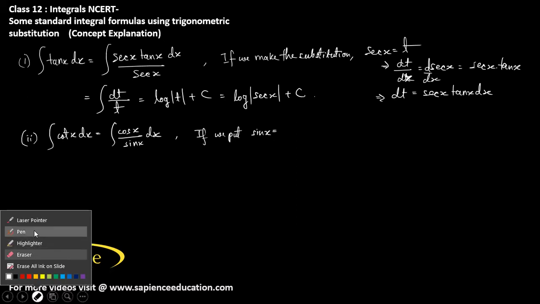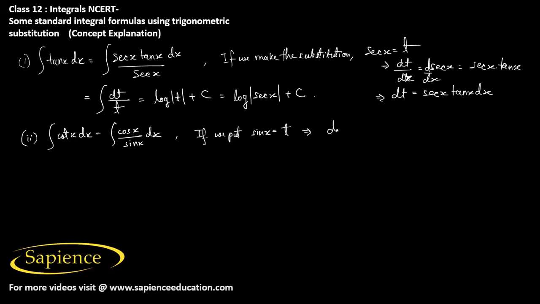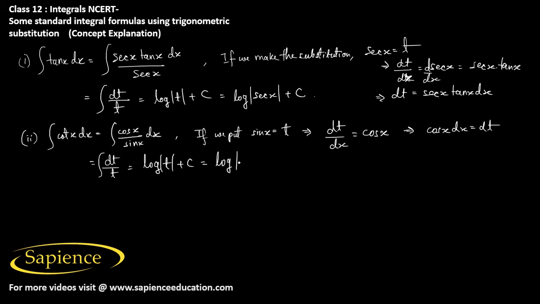if we take sin x equals t, then dt by dx will be d by dx of sin x, so that will be cos x. Therefore cos x dx can be written as dt. So here we have made this trigonometric substitution, taking sin x as t, and we get cos x dx as dt. So this will also be the integral of dt by t, which can be written as log mod t plus c. So t is sin x, so the answer is log mod sin x plus c.